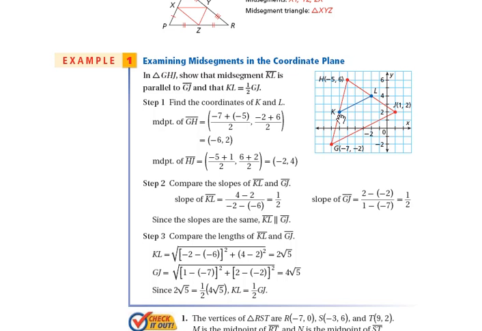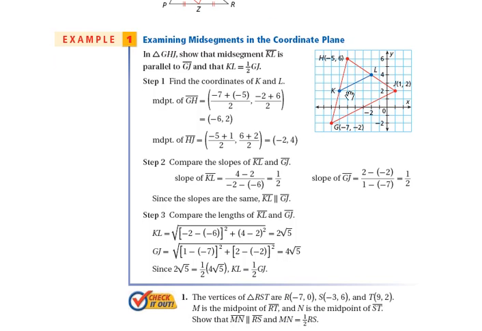So two things are going on here. Basically, we're trying to show that these two, the blue line KL and the segment GJ, are first of all parallel, and then one is half the size of the other. And so what's happening in this example is we're going to be using not only the slope formula, we also want to use the distance formula as well. And that's really looking at the first couple steps here.